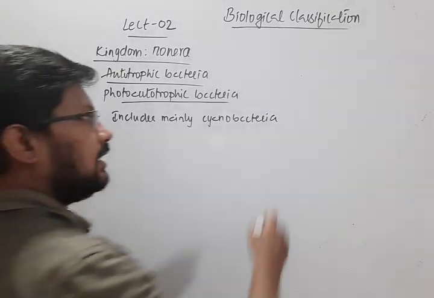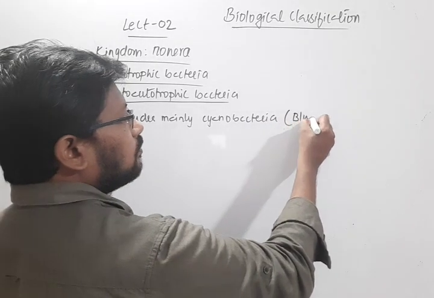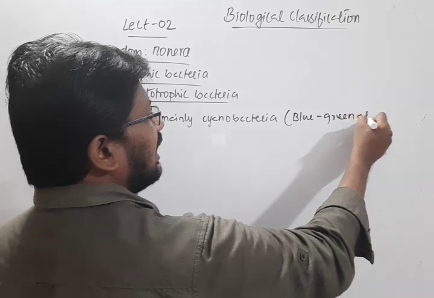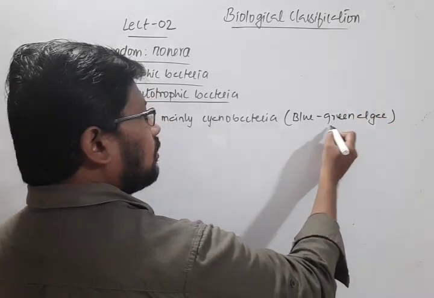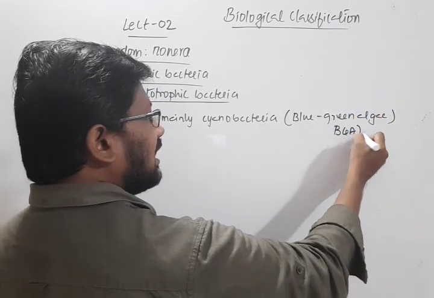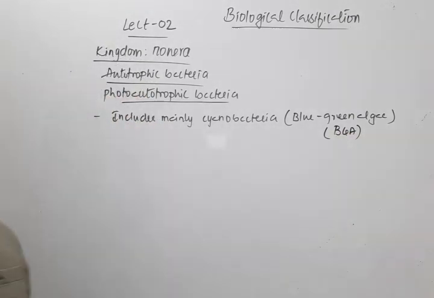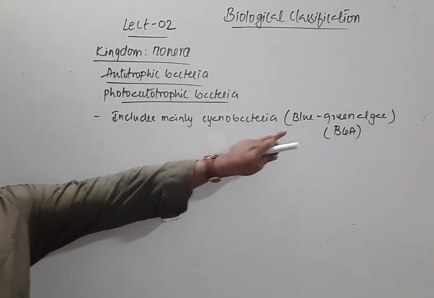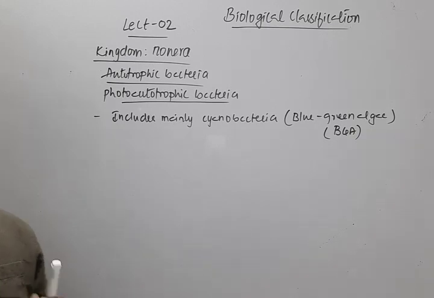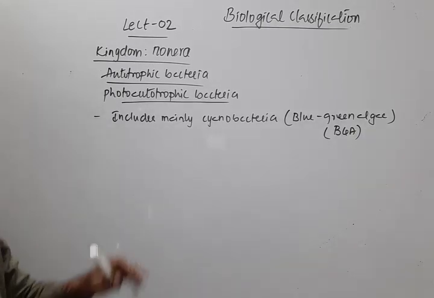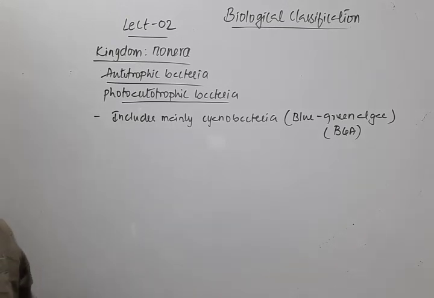These cyanobacteria are called blue green algae, in short BGA, right? So it includes cyanobacteria. Here the name may be confusing. We may think they are algae, but they are not algae. They are bacteria. The blue green algae are not algae; they are bacteria.